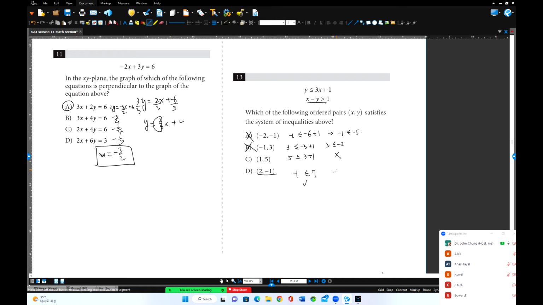When x equals negative 1, y is negative 2. When x is 2, y is negative 1. That is 3 is greater than 1. Yep, that's true. If we got all the others crossed out, choose this one. We don't have to check it out.